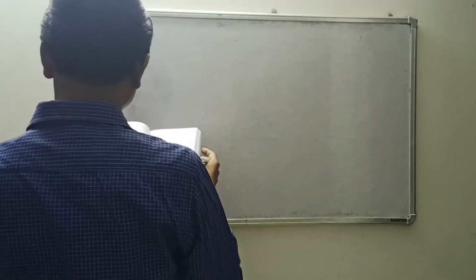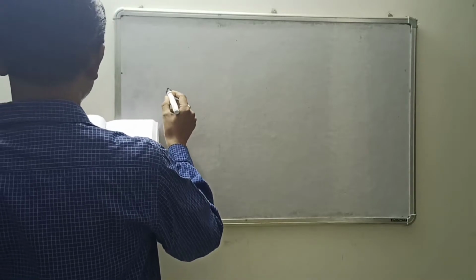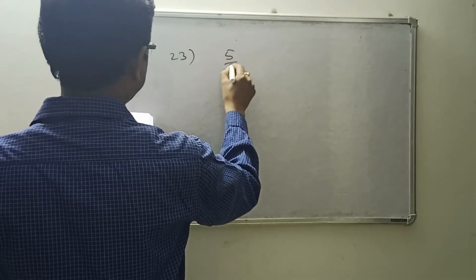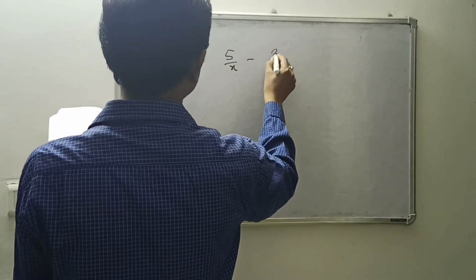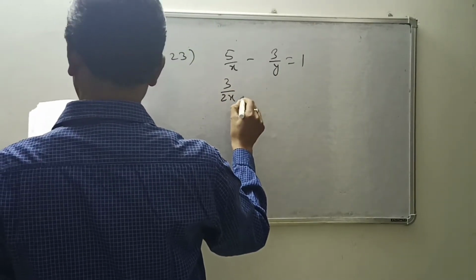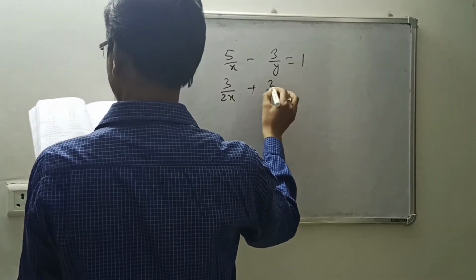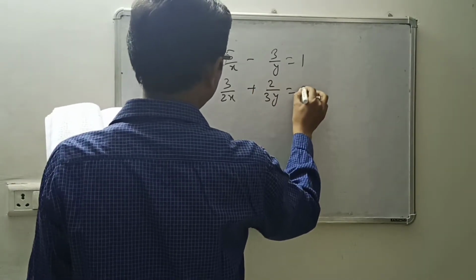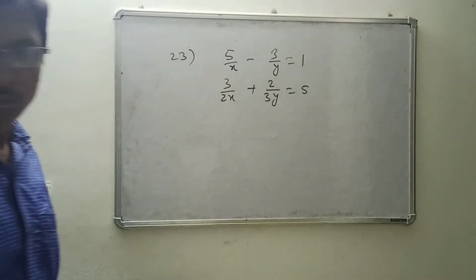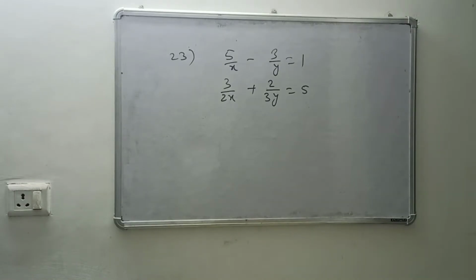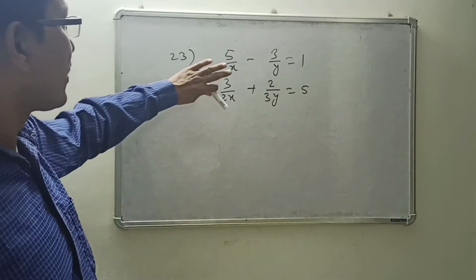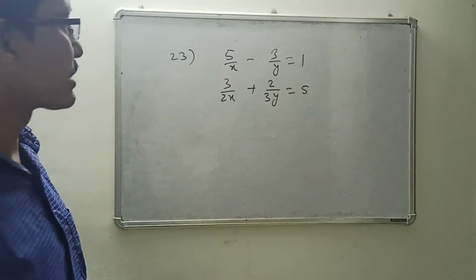Any question you can get. Suppose you are having one question we are doing, question number 23: 5 by x minus 3 by y equal to 1 and 3 by 2x plus 2 by 3y equal to 5. So here both numerator and denominator, you are having the variable as well as the number. So first of all you have to remove the variable from the denominator.